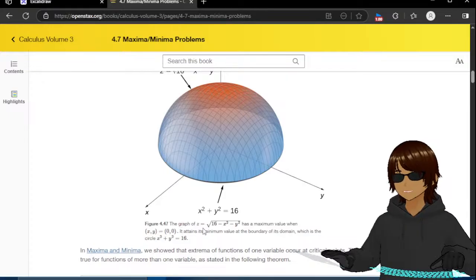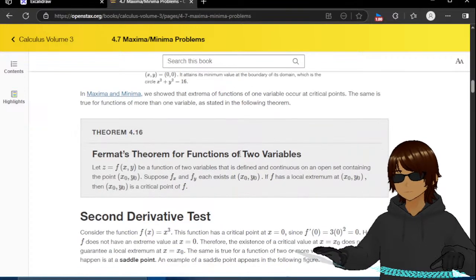The graph of z equals square root of 16 minus x squared minus y squared has a maximum value when x and y are 0. It attains its minimum value at the boundaries of its domain, which is the circle x squared plus y squared equals 16.